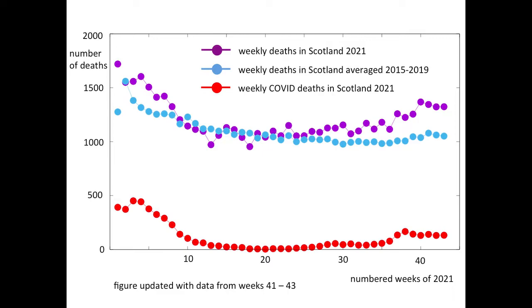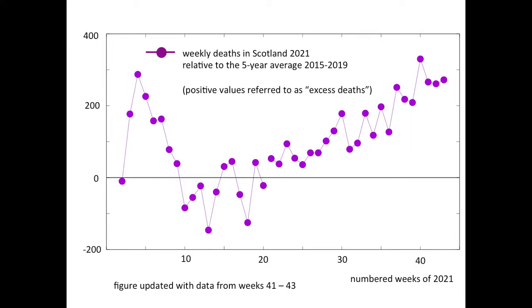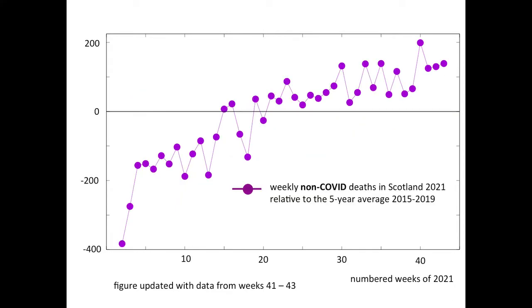Quickly, let's go through the two-step clarification process. So we subtract the blue curve from the purple curve. This gives us the weekly deaths in Scotland relative to the 5-year average. Here are the last 3-week update points. And the second step of the clarification, we subtract from this the COVID deaths. And so this gives us then the weekly non-COVID deaths in Scotland relative to the 5-year average.